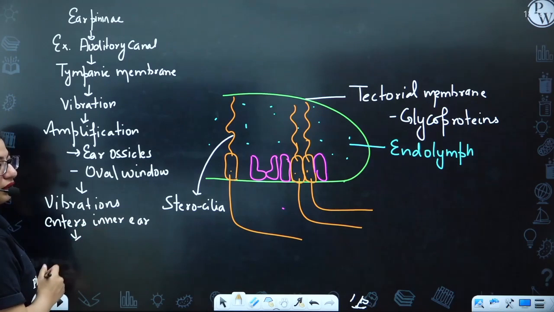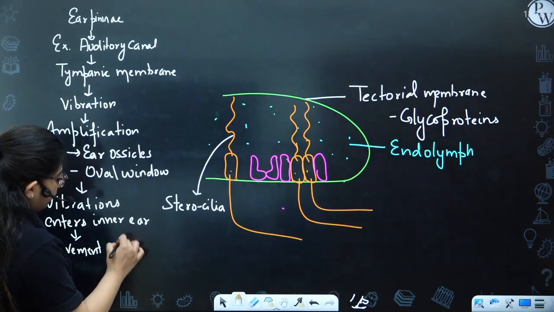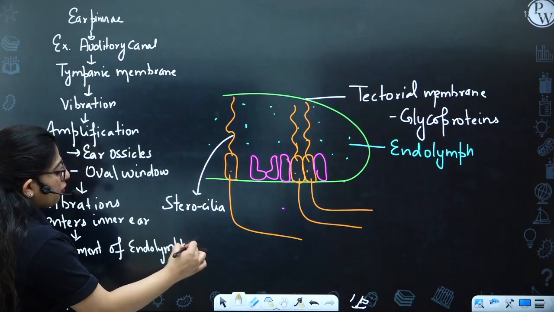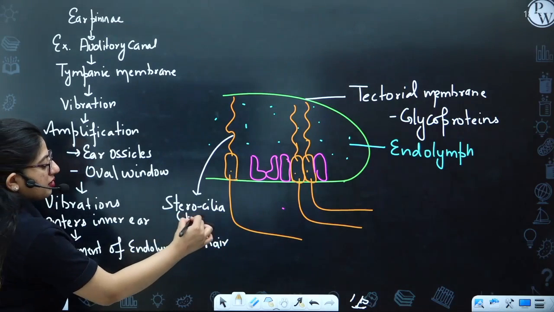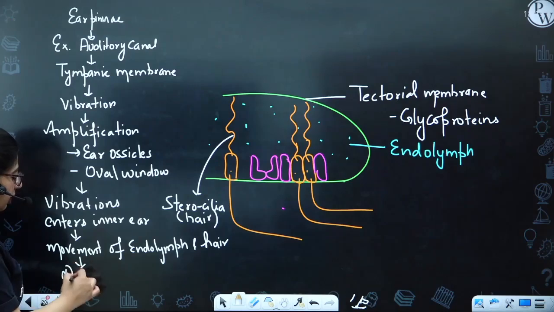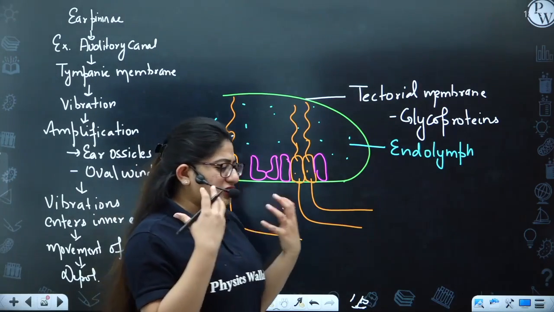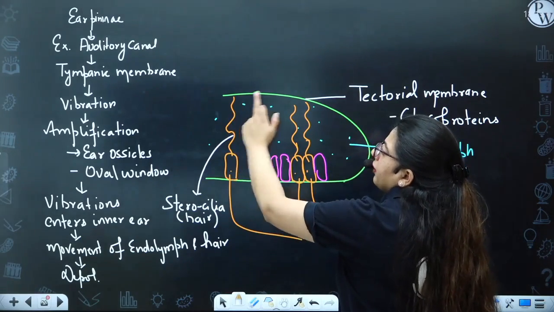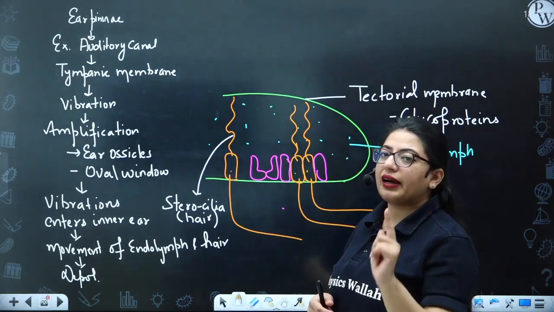Now what will happen? Movement of lymph. Which lymph? Endolymph. And when this moves, there will be movement of hair. Hair, or another name for it, stereocilia, which will lead to depolarization. Because ultimately you need a stimulus. The stimulus is that the hair will move and touch the tectorial membrane. So when the hair moves, it will touch the tectorial membrane. This will act as the stimulus here.